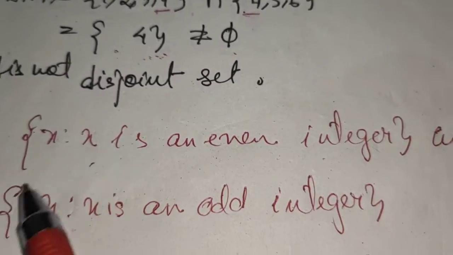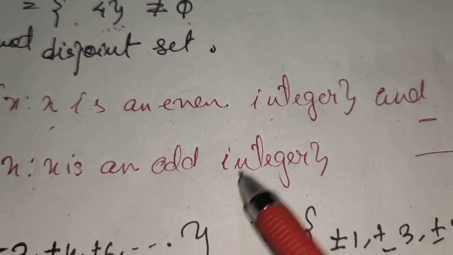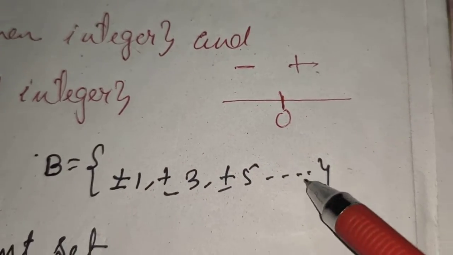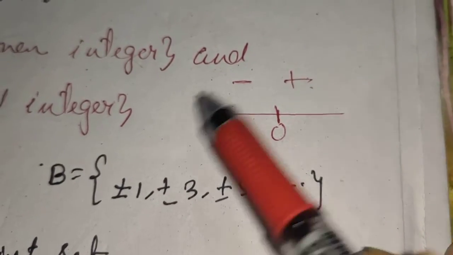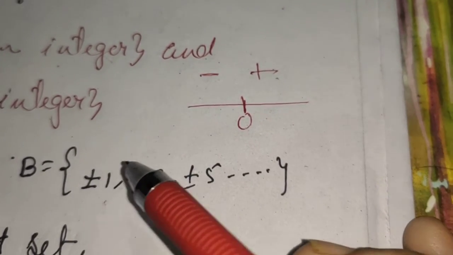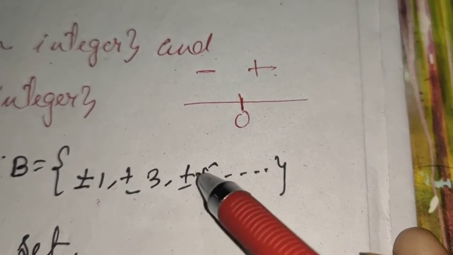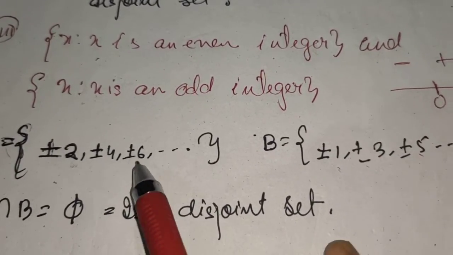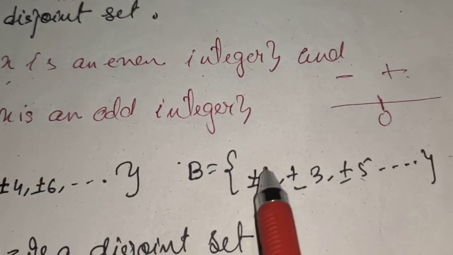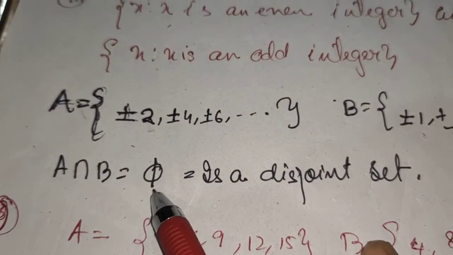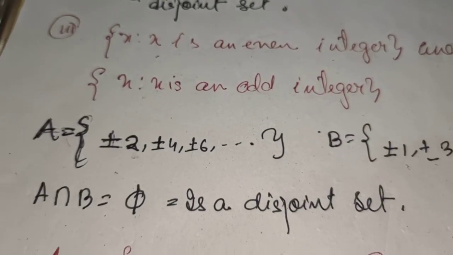After that, set B is x such that x is an odd integer. Similarly, here also you choose all integers which are on both sides of 0. That means positive odd integers and negative odd integers. So plus minus 1, plus minus 3, plus minus 5. Most interestingly, in these two sets there will be no common element in between. So it means that A intersection B will be the empty set. So this is a disjoint set.